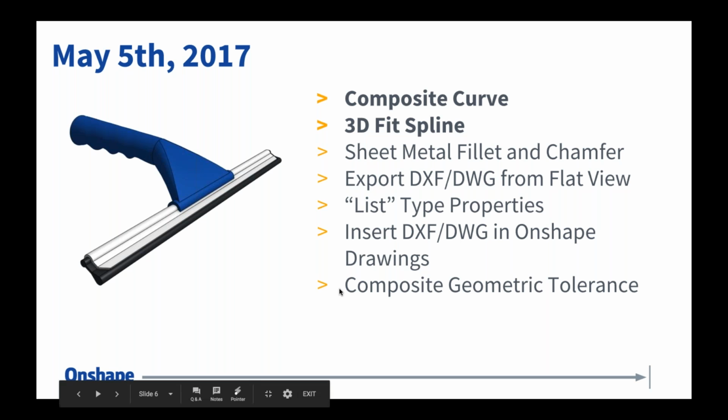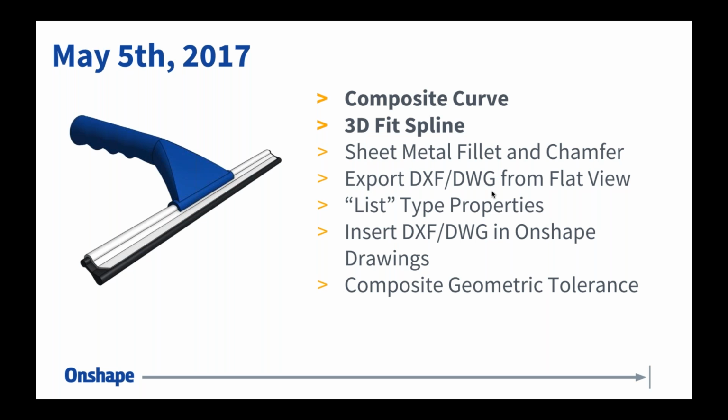All right, so moving on now. Sheet metal, Fillet, Chamfer, export DXF/DWG, really tailored towards the sheet metal crowd, those creating sheet metal parts. The next few, though, are big for anyone, and especially if you're trying to organize your metadata, properties, drawing templates, and so on. List type properties, the ability to create a list and then have a user select from a list when selecting custom properties.